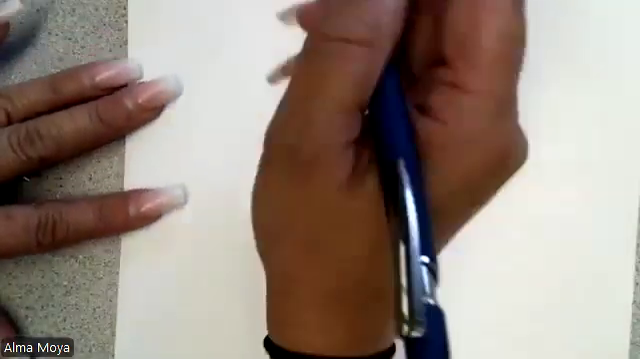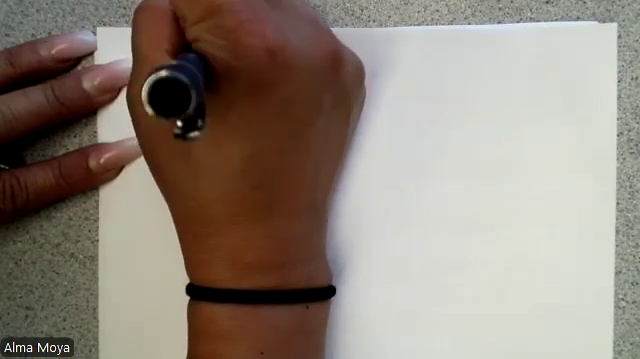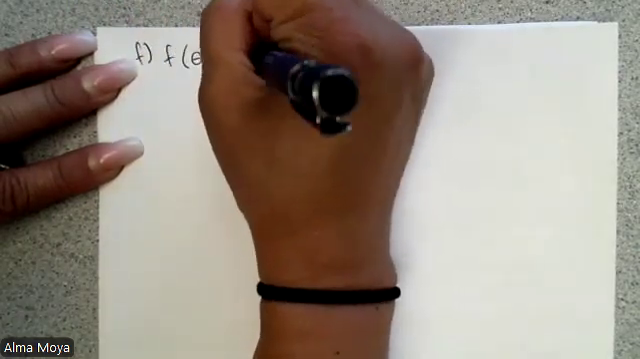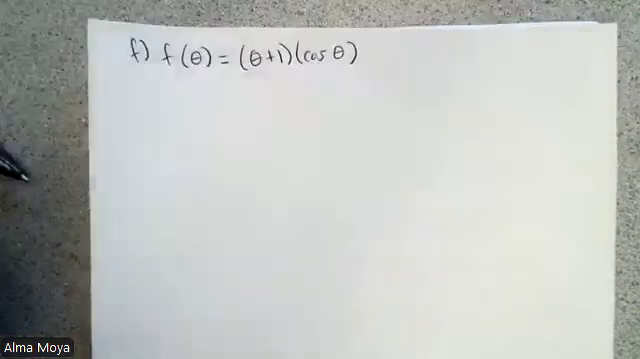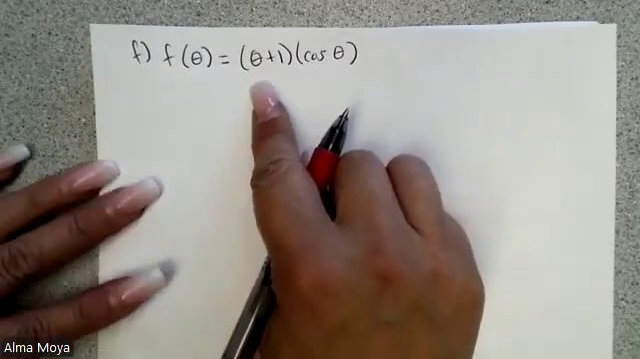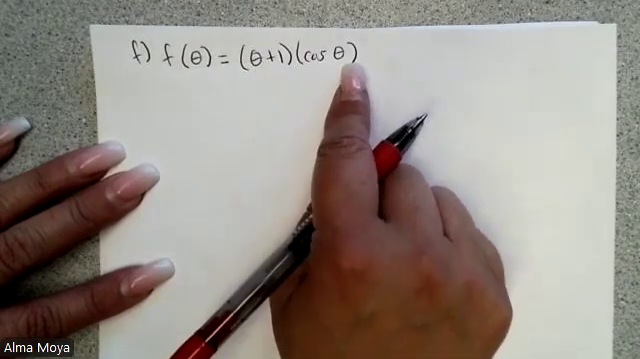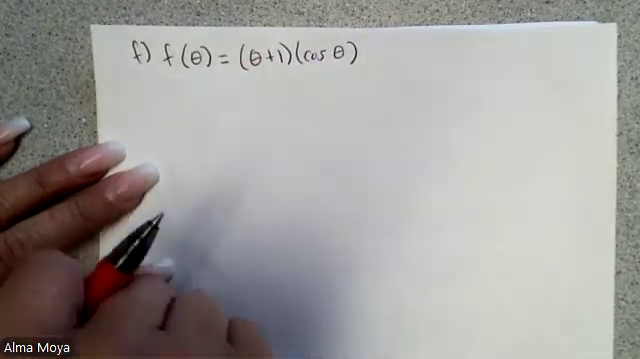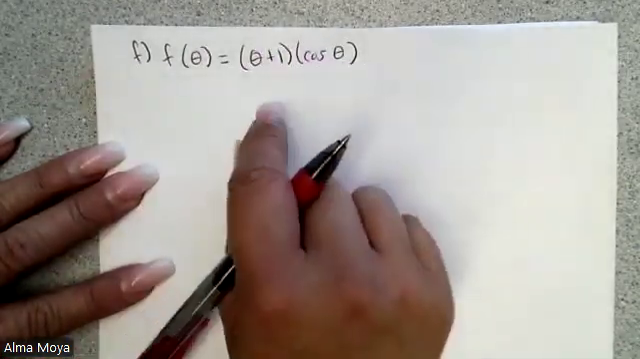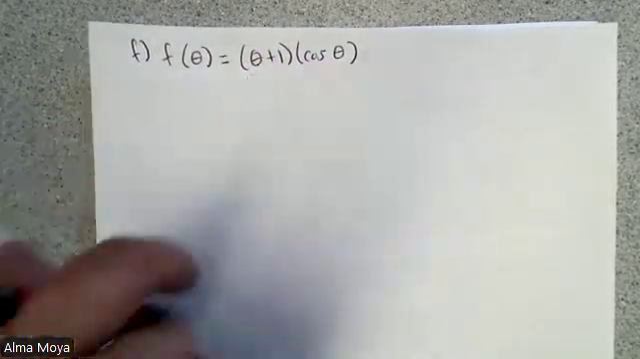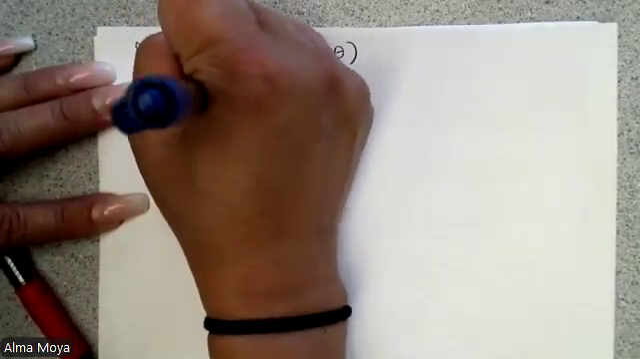Right here, do not let these thetas throw you off. This is theta plus 1 times cosine of theta. Theta is just like an x. If you want, you could say x plus 1 cosine x, and then at the end, just go back and plug your theta back in as x. I'm just going to leave theta here, but theta is just like x. So the derivative of f is going to be f prime of theta.